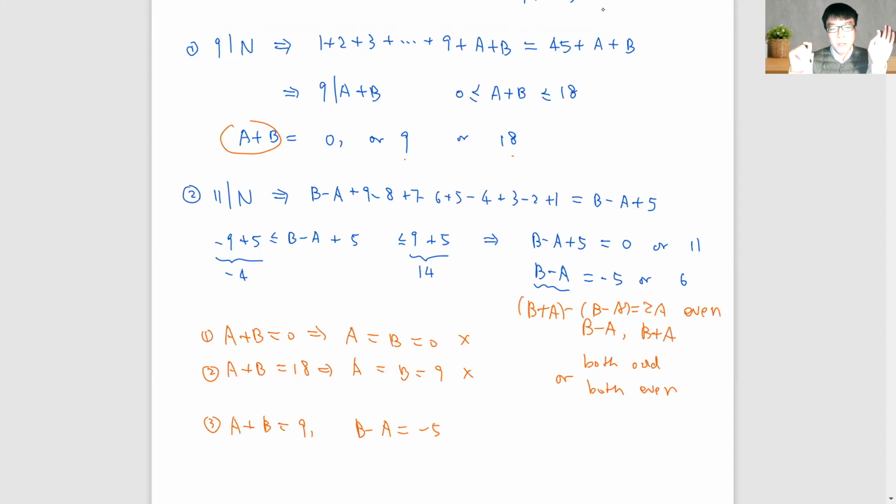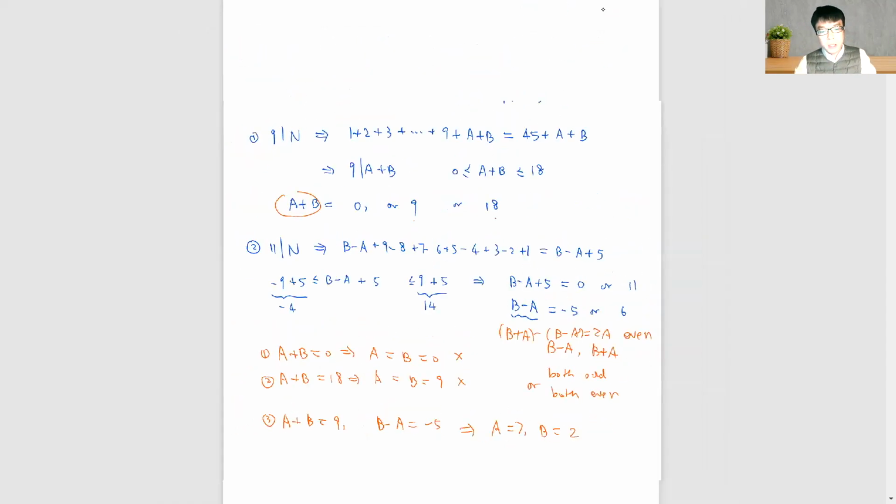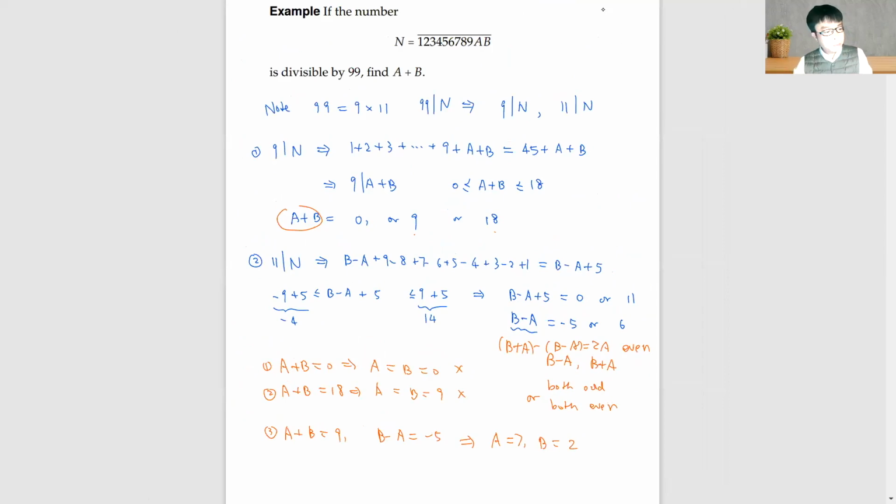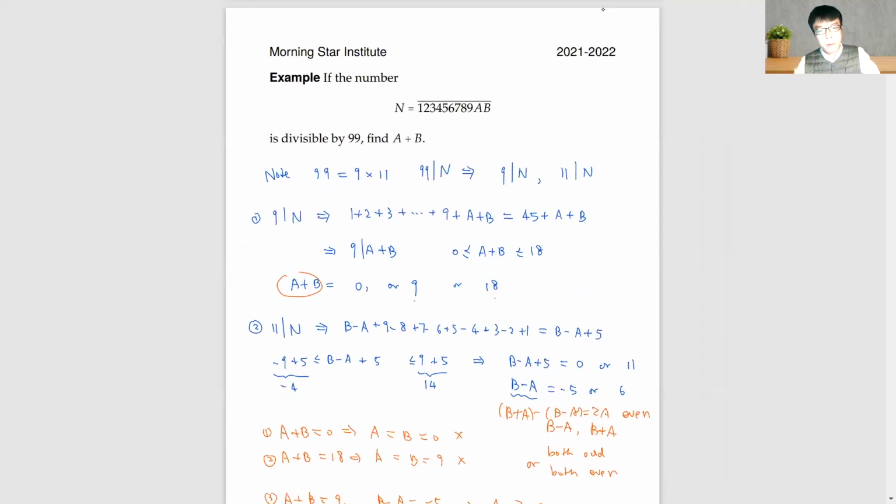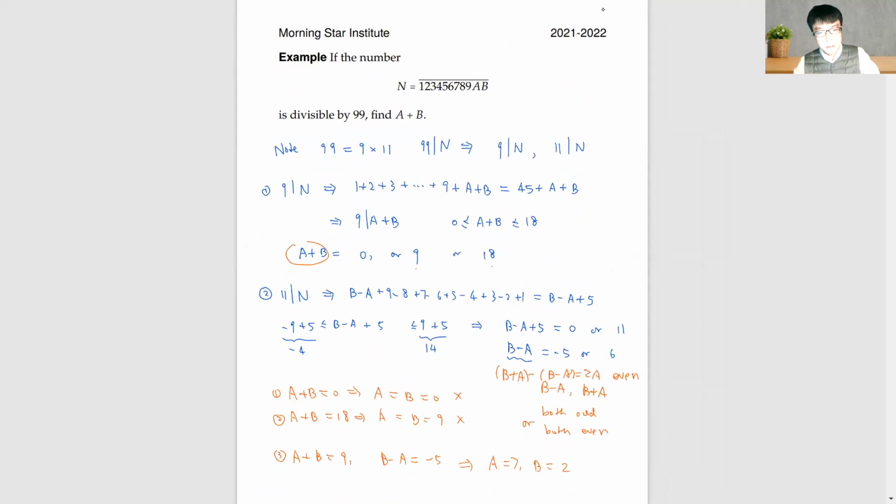So actually we can conclude A plus B is 9. And moreover, we can solve A and B explicitly. We can do more than the question asked. So A equals 7 and B equals 2. And you can answer any question related to A and B. Okay, that's an example related to the divisibility test.